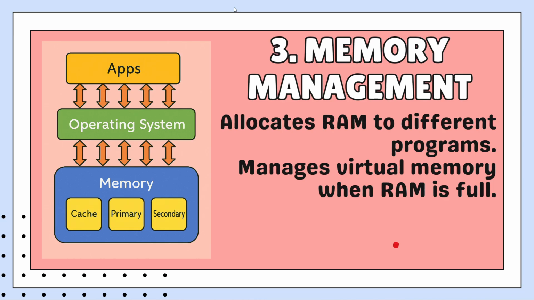Here it prevents a game from using memory. It manages virtual memory when RAM is full. RAM is nothing but random access memory that I have told you before. So here it handles memory from apps to operating system, operating system to memory. And this memory has three types. First is cache, second is primary, and third is secondary.